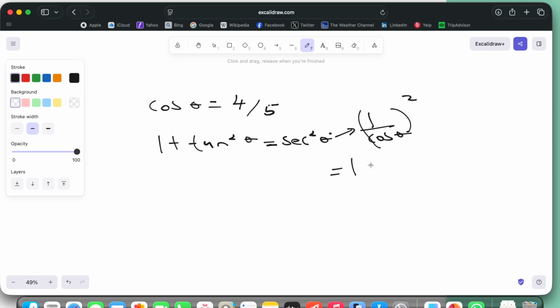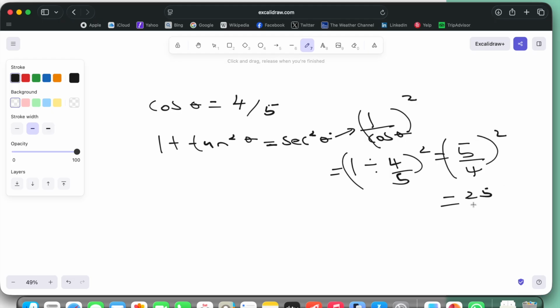That gives 1 divided by 4 over 5 all squared, or 5 over 4 all squared. 5 times 5 is 25, 4 times 4 is 16. So the answer is 25 over 16. Simple. Just by knowing that sec is 1 over cos, cosec is 1 over sine, cot is 1 over tan. So 25 over 16.